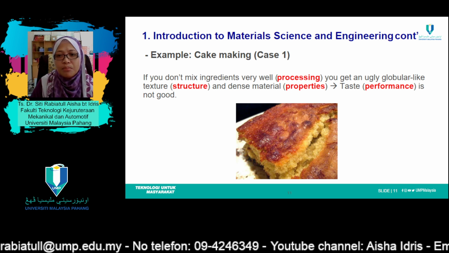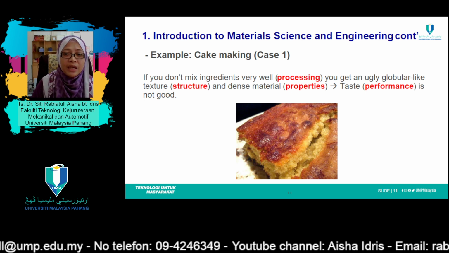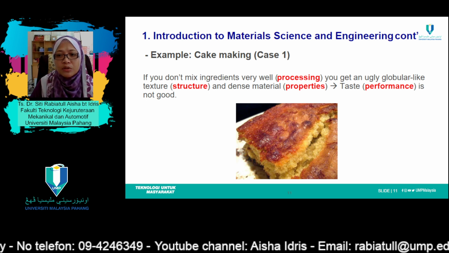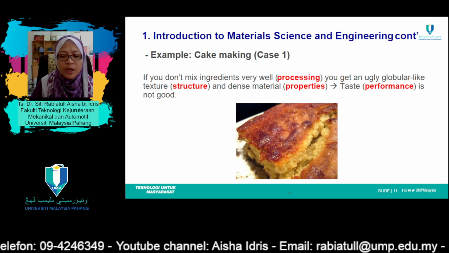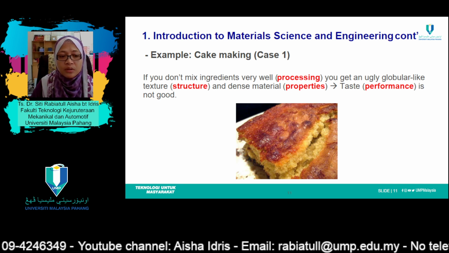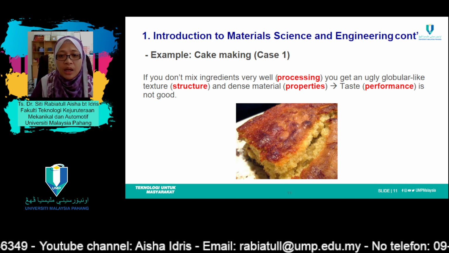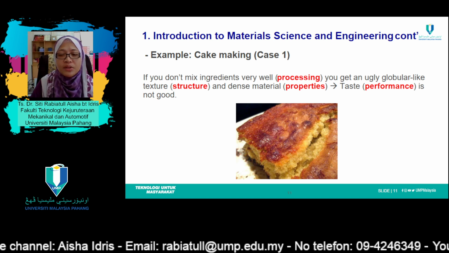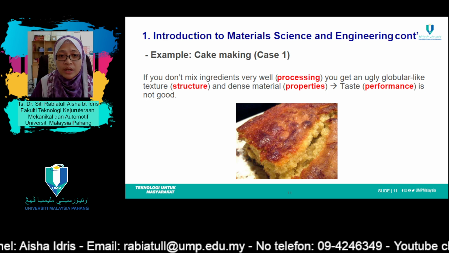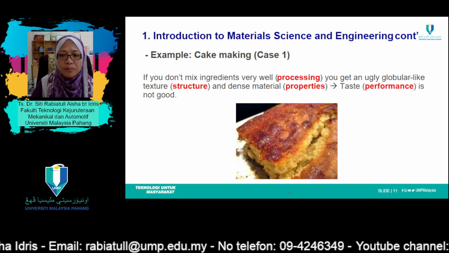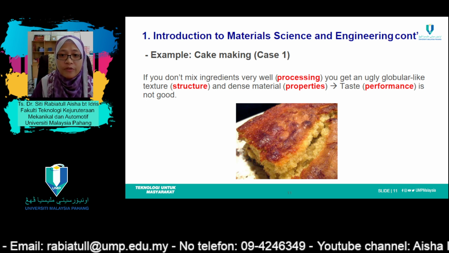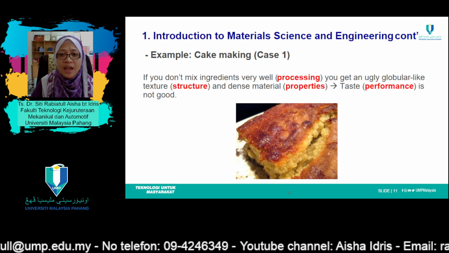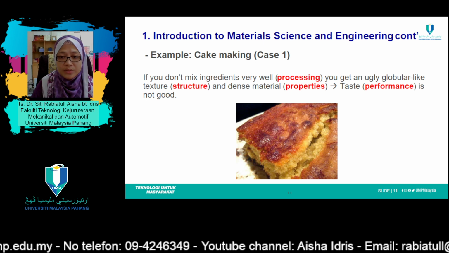Let's take the example of cake making. How do we make a cake? We know that to make a cake, we need flour, sugar, butter, and so on. If you don't mix the ingredients well, the texture will be a bit weird. It might turn into a biscuit instead of a cake. So the mixing process itself is known as processing, and the texture is referring to the structure.